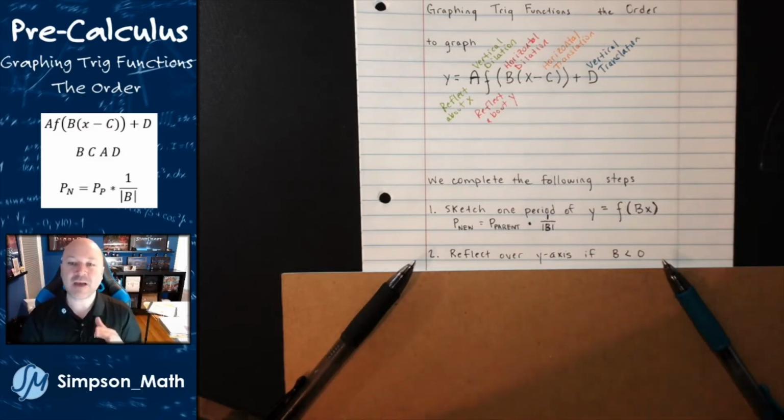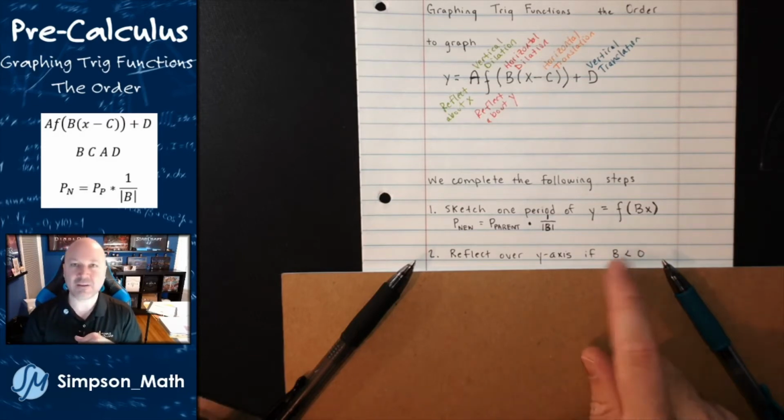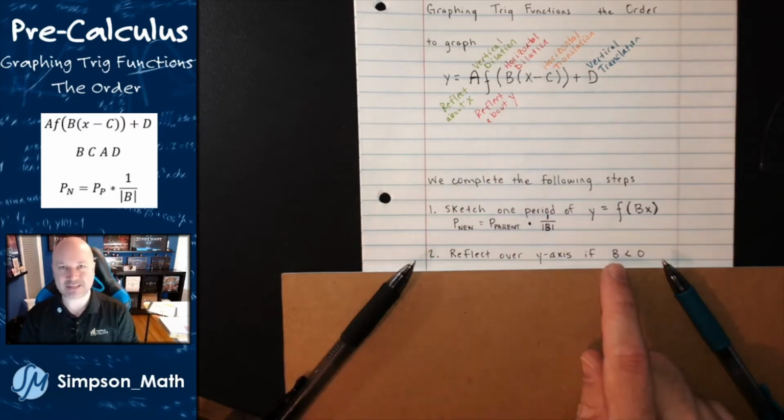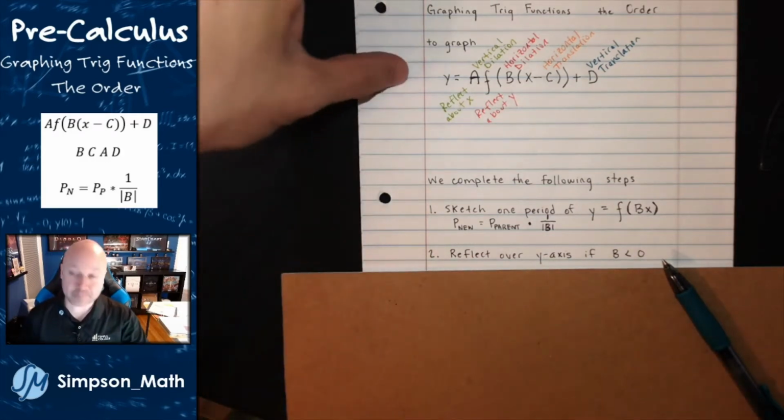So I claim if you're going to have to reflect about the y-axis, or if you've got a negative b, just put that y-axis smack dab in the middle. All right.